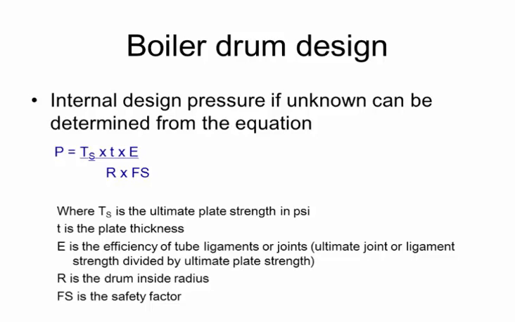Internal design pressure, if unknown, can be determined from this equation below. In this case, TS is the ultimate plate strength, again in PSI. Obviously, T is your plate thickness. E, we looked at it in the previous slide, is the efficiency of tube ligaments or joints. R is the drum inside radius again, and Fs is the safety factor. That can either be given to you, or you need to make an assumption that you've used a safety factor of 4 or 5 or 6 or whatever the case, but in your calculations, please make a note of that.